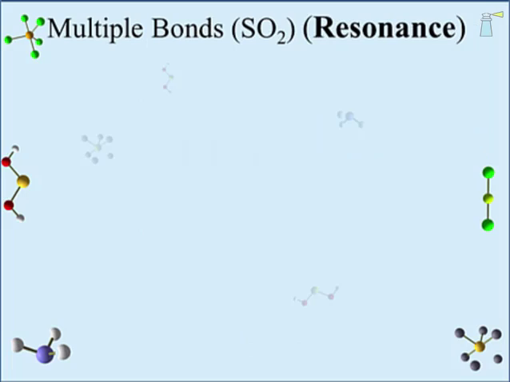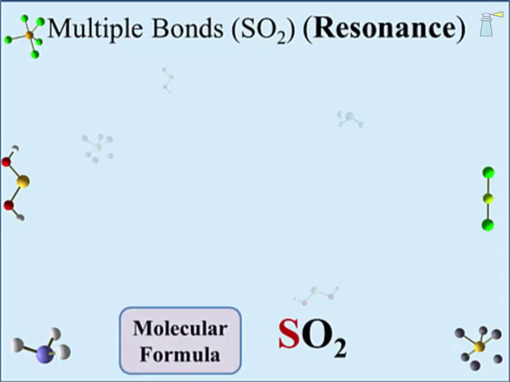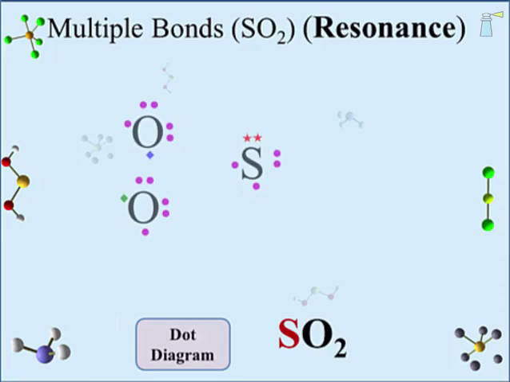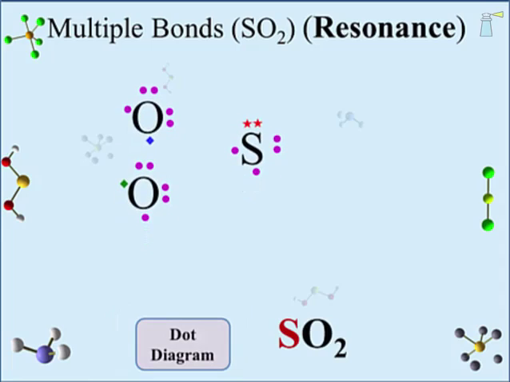It's time to build a structure that has resonance. Resonance is an important feature of dot structures, but it is an advanced topic that not all students will need to be proficient at. The student needs to be aware of what is expected of them. The molecule we will use in our demonstration is sulfur dioxide, SO2. We bring up the dot diagrams of 1 sulfur and 2 oxygens.